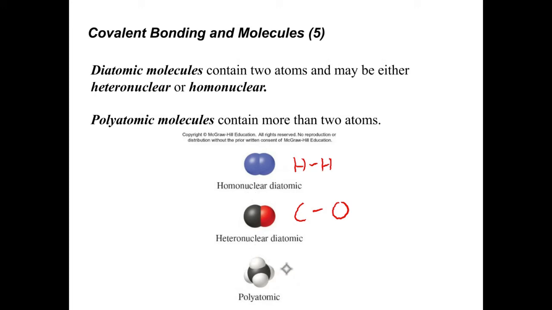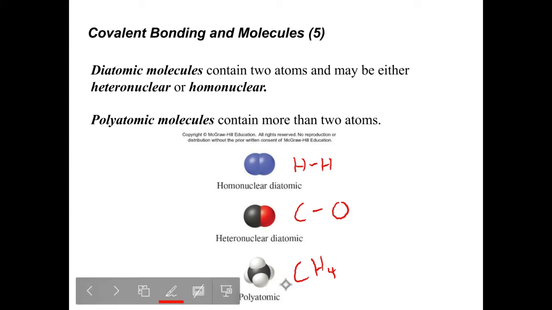Lastly, I have polyatomic molecules. This would be like CH4. I can have many atoms in a molecule, or I can just have two. If I just have two, it has special names: homodiatomic, heterodiatomic. Everything other than that would be polyatomic. Those names really aren't used all that often, to be honest with you. Just so that you understand that molecules can come together in different ways.